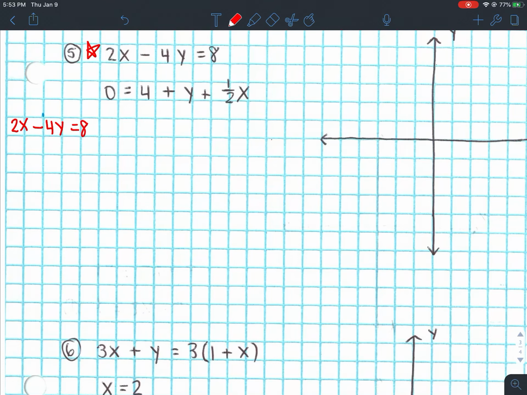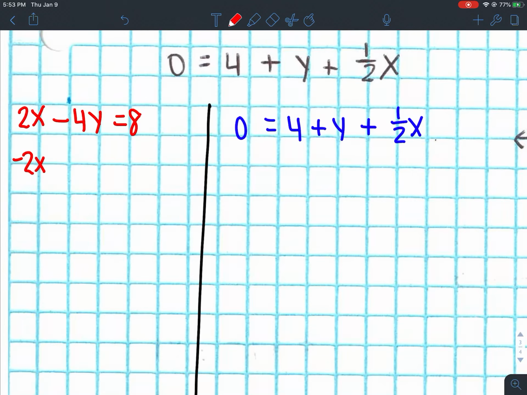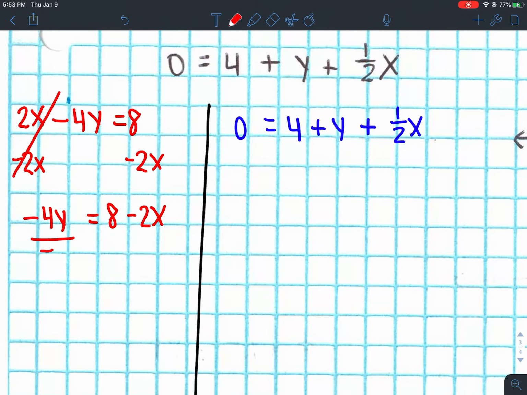Okay, so in this first right equation, to get y by itself, the first thing I'm going to do is subtract 2x on both sides. Negative 4y equals 8 minus 2x. To still get y by itself, I'm going to divide everything by negative 4. So we have y equals 8 divided by negative 4 is going to be negative 2, and then negative 2 divided by negative 4 is positive 1/2. Okay, so negative divided by negative is a positive. And make sure you simplify your fractions.